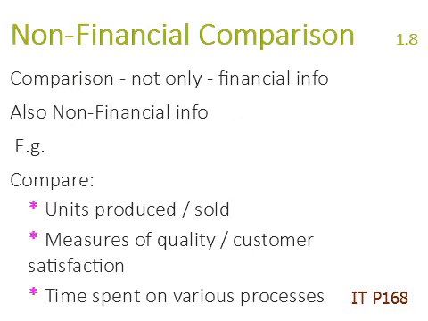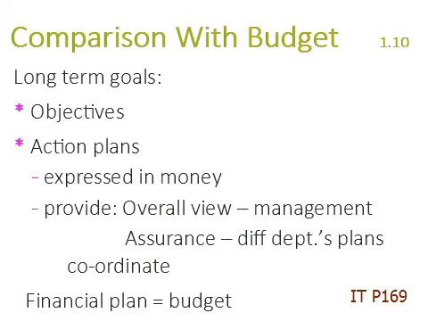Comparisons are not only made on financial information, but you can also use non-financial information. For example, you can compare the number of units produced or sold, measures of quality, customer satisfaction, the time spent on various processes. Most businesses have long-term goals, which are divided into objectives, which are steps that can be measured to help the business achieve their goals, and action plans, which are detailed steps for achieving their goals. Action plans are usually expressed in money, and provide an overall view for management, and an assurance that the different departments' plans coordinate with each other.